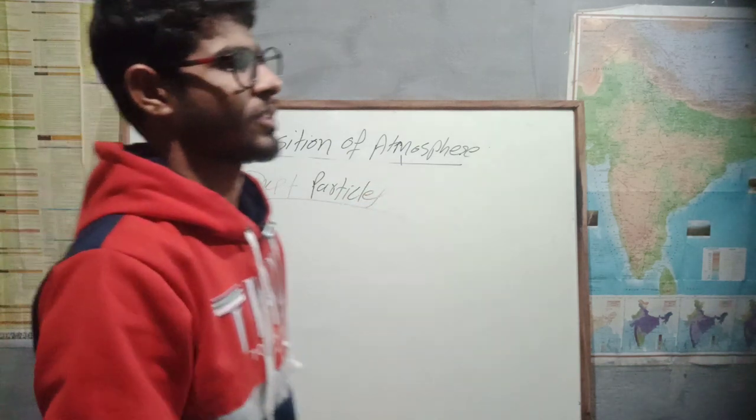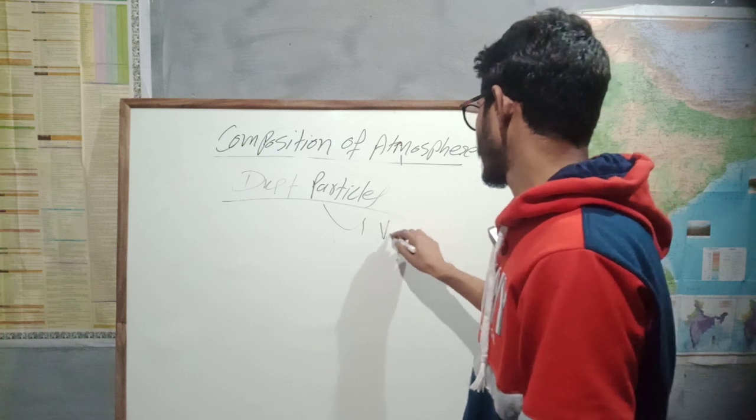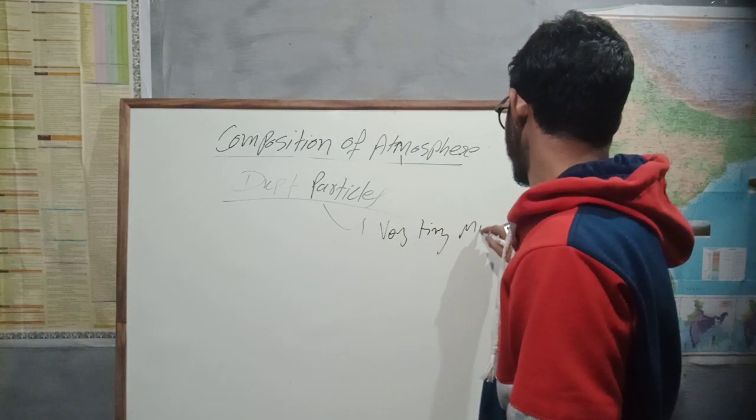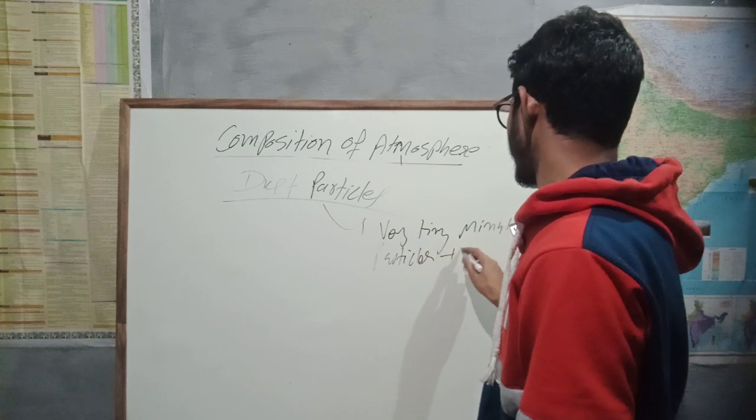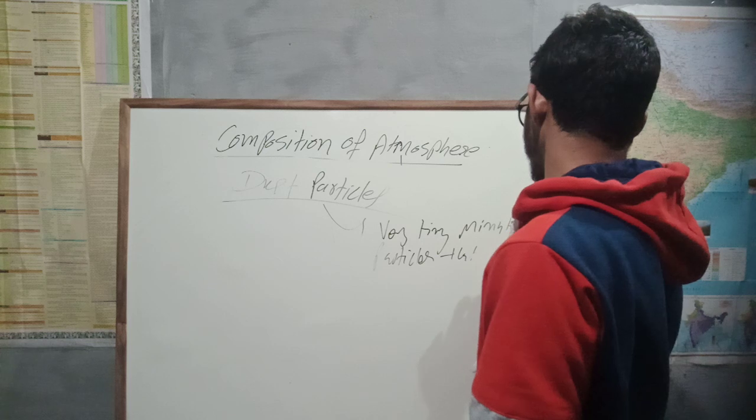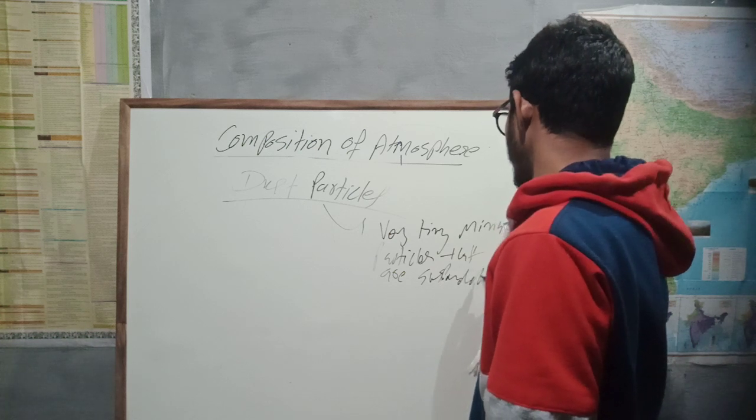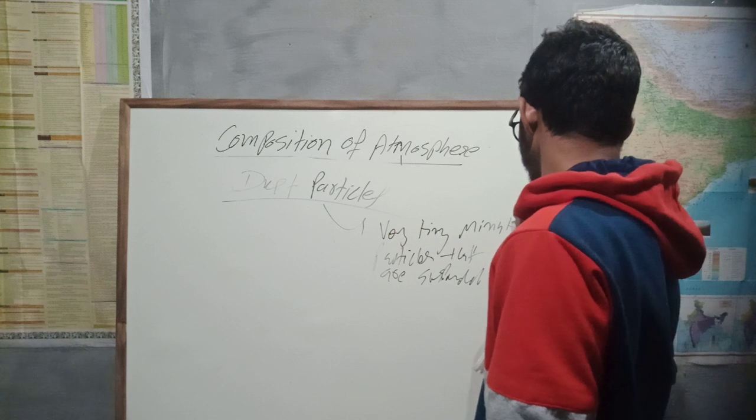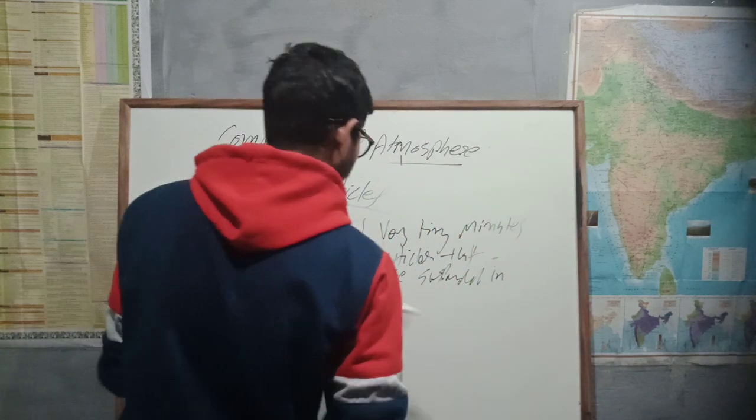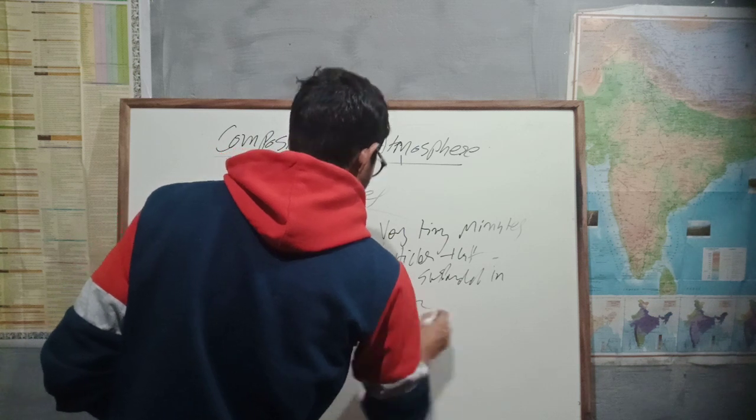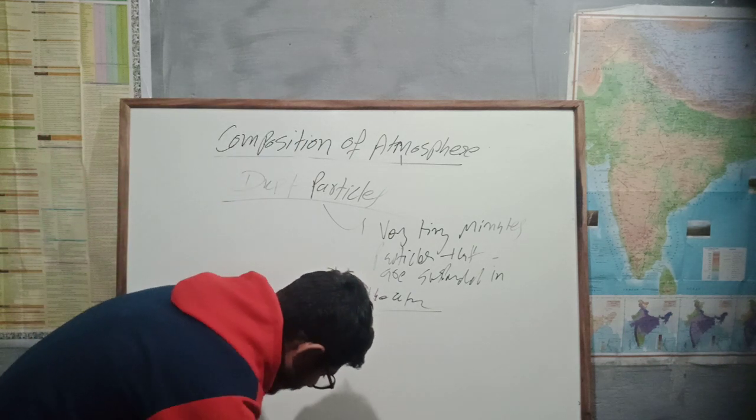So dust particles vary from place to place, time to time. These dust particles are very tiny, minute particles that are suspended in the atmosphere. Right? So they are very minute and tiny particles that suspend in the atmosphere. We call them dust particles.